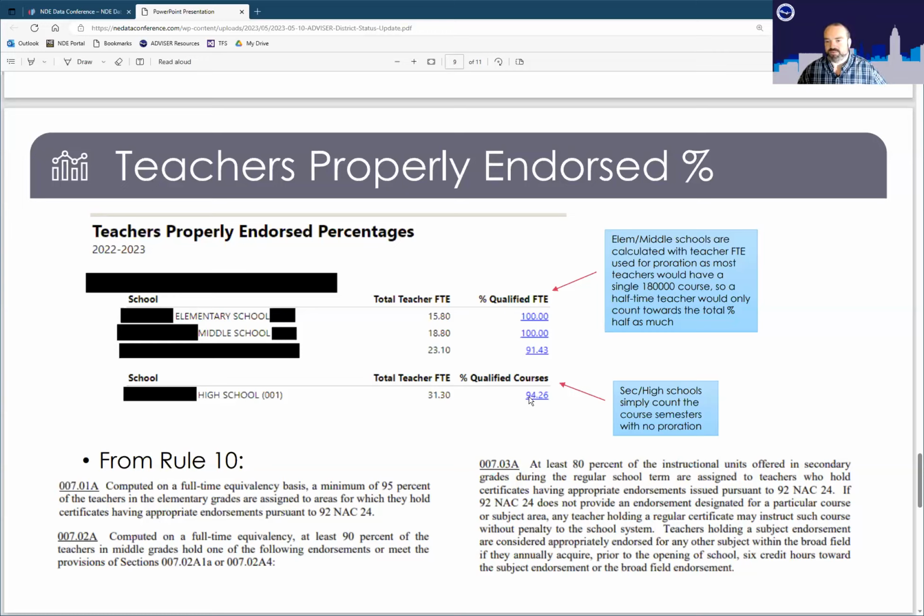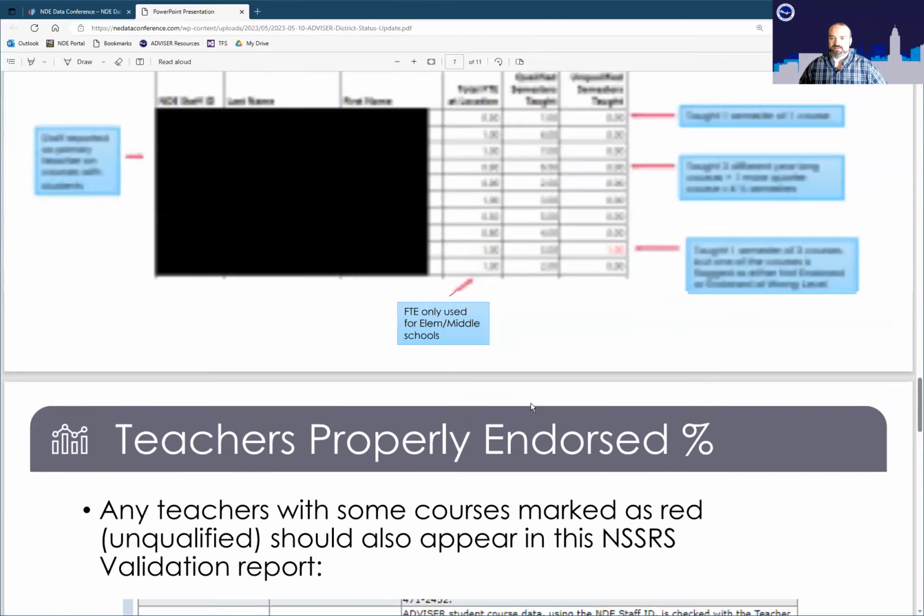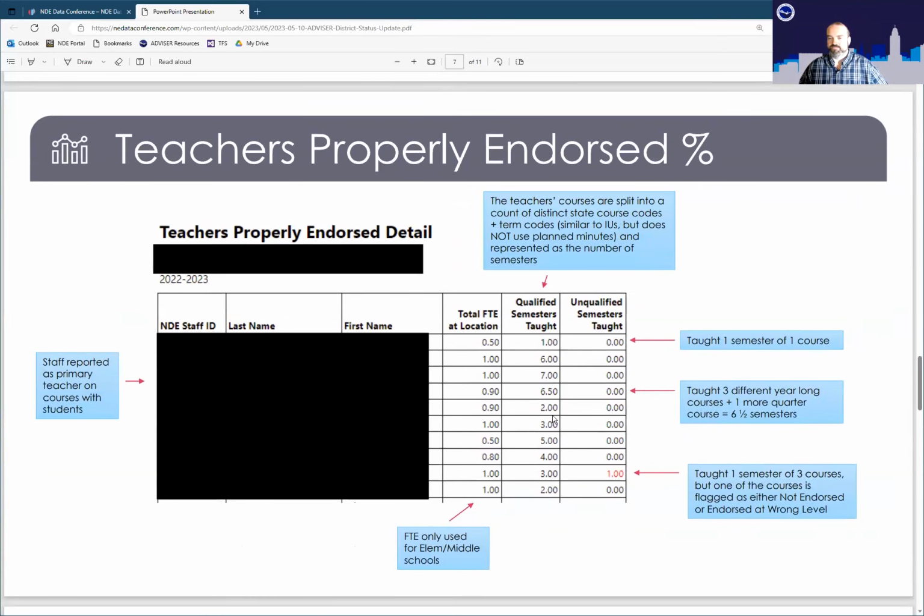For the high schools, we basically just don't do that. We're simply just adding up the courses. We're adding up the total semesters taught, and then looking at the percent that are qualified versus the overall qualified plus unqualified total.